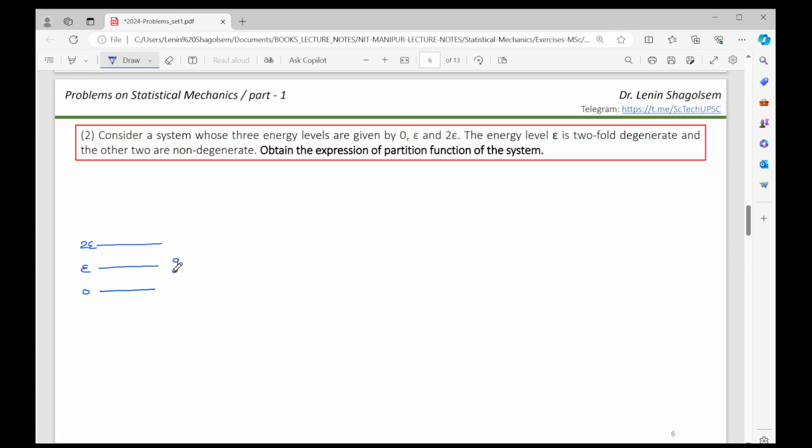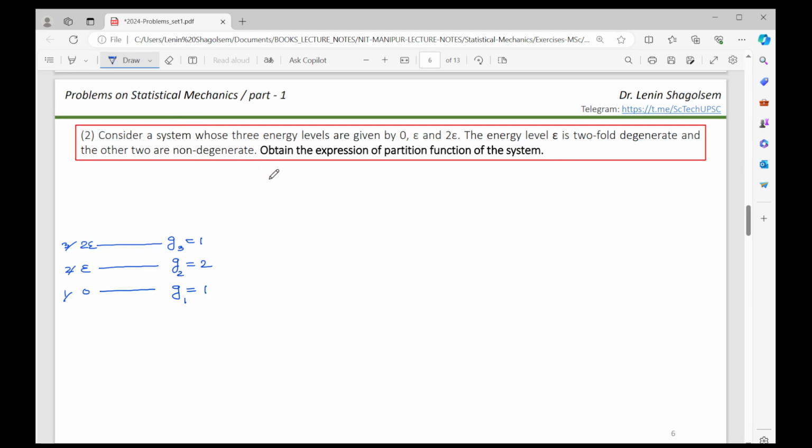So let me call this state 1, state 2, state 3. State 2 has degeneracy of 2, while the remaining two, say state 1, is not degenerate. Also state 3 is not degenerate. So now we have a system with the following details. Now, how to obtain the partition function.